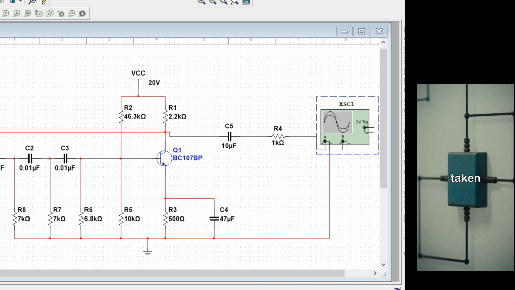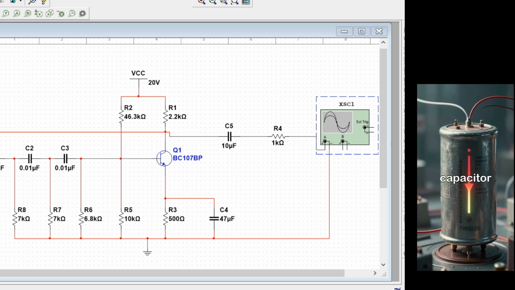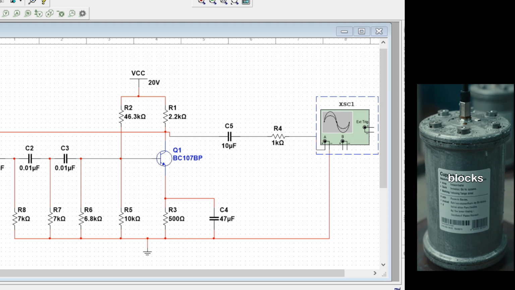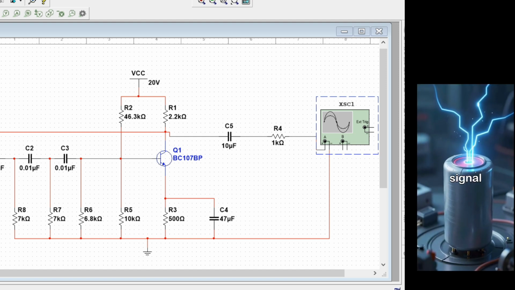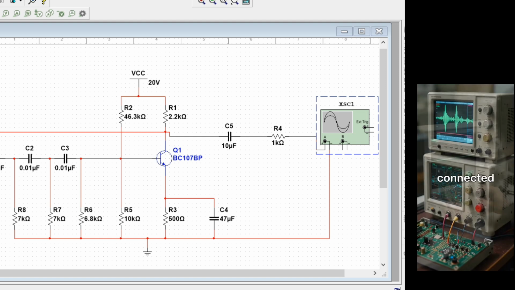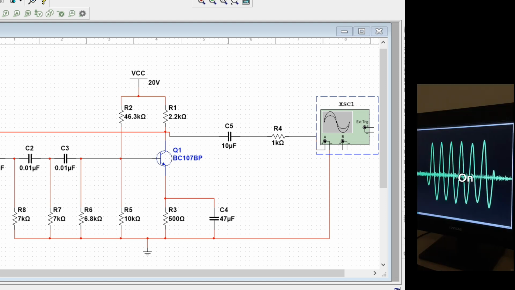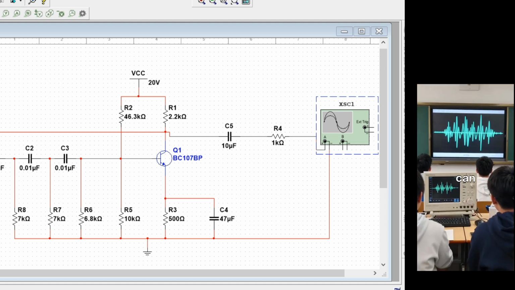The output signal is taken from the transistor output through a coupling capacitor. This capacitor blocks direct current and allows only the alternating signal to pass. The output is connected to a measuring device like an oscilloscope. On the oscilloscope, a smooth sine wave can be observed.